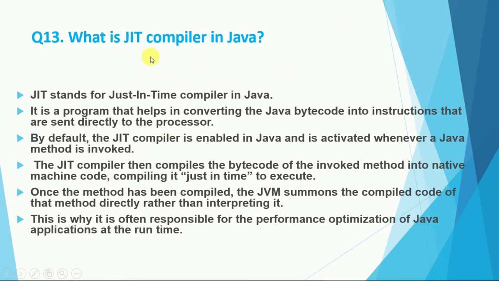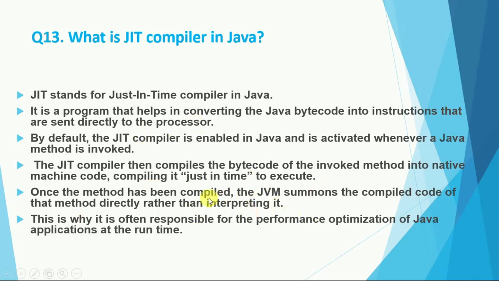So next is, what is a JIT compiler in Java? JIT stands for just-in-time compiler, and it is also a very important question. It is a program that helps in converting Java bytecode into instructions. There is a specific purpose for which we convert Java bytecode into instructions that are sent directly to the processor.